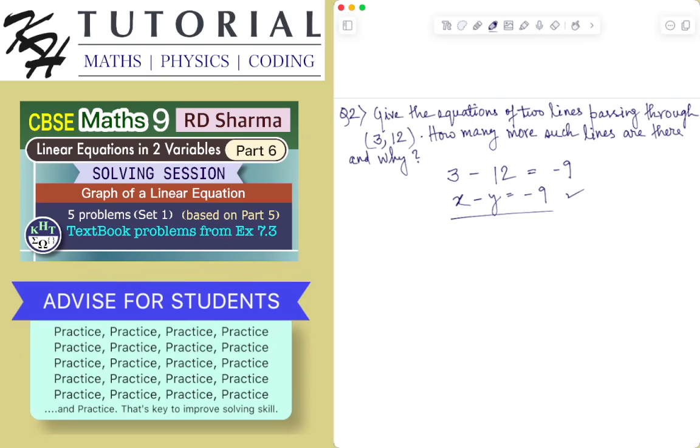I will think of some other relation. Now I can see that 12 divided by 3 is equal to 4. Now what was 12? 12 was y. And what was 3? 3 was x, that is the abscissa. I see y by x is equal to 4. This implies y is equal to 4x is another equation.